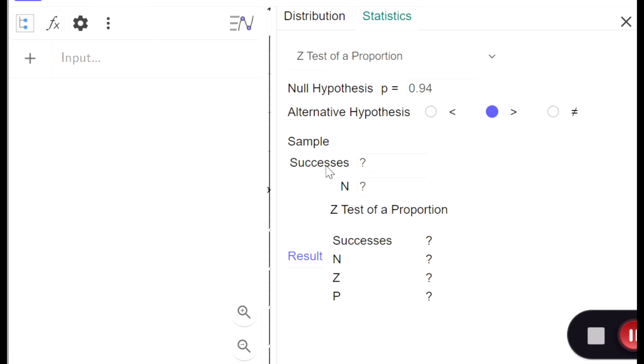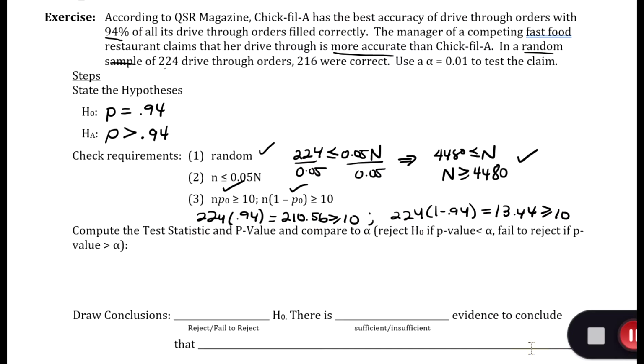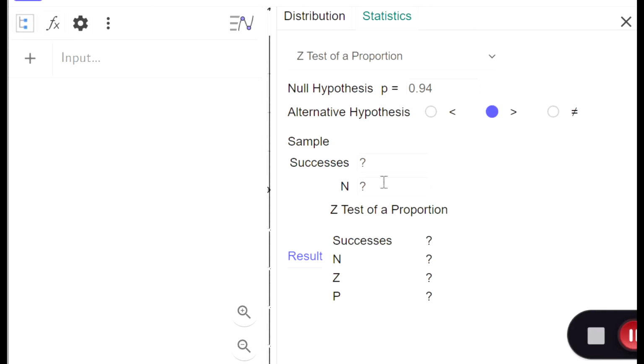Then we want to know the number of successes and then our sample size. In our problem, 216 were correct. Those are our successes out of our sample size, which is 224. So we're going to go through here and say 216 out of 224. And our result is down here below. Our z is our test statistic, and our p is our p-value.